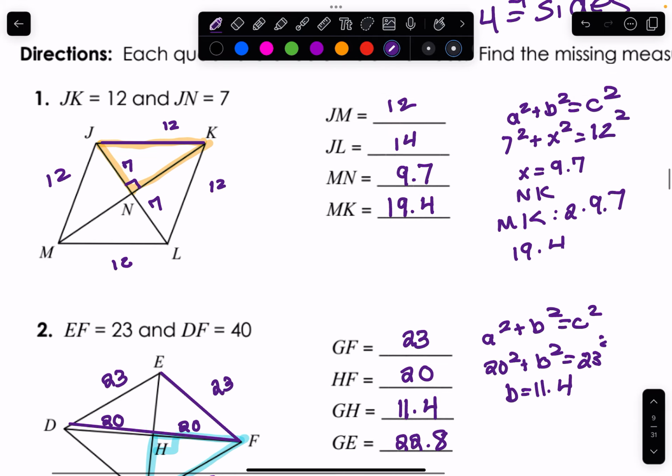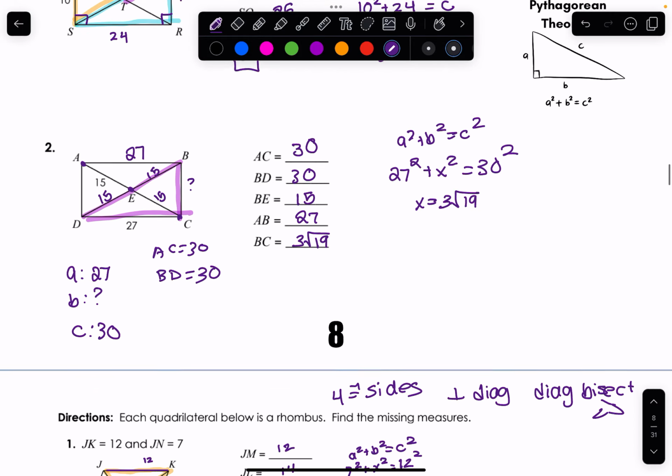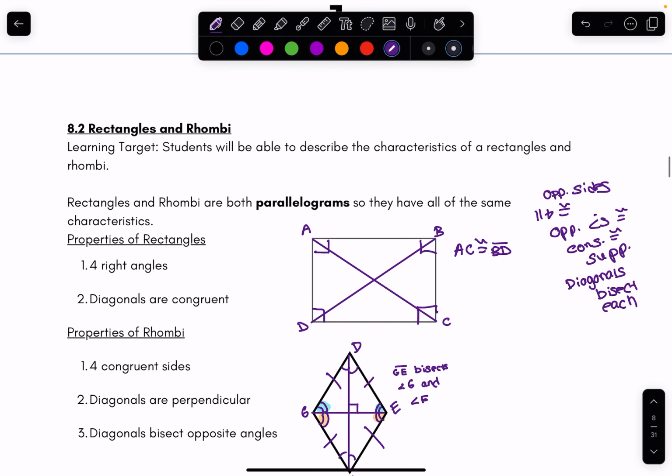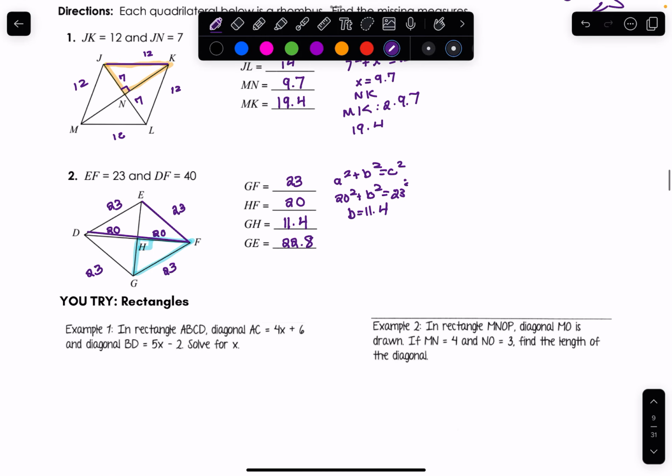So those are the new properties for both the rectangle and the rhombus. You should use that to do some practice problems and make sure that you remember that it includes everything from parallelograms, but also those several unique characteristics.